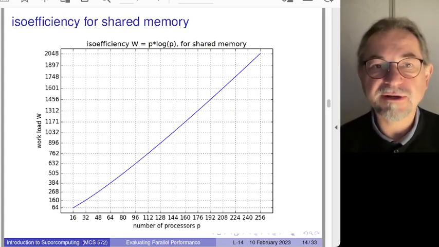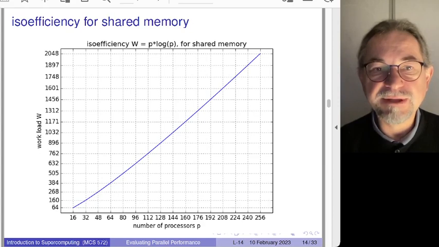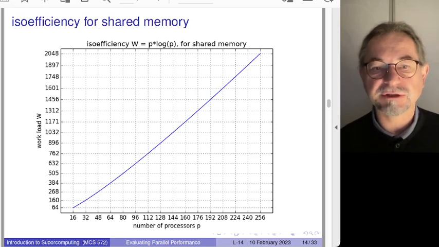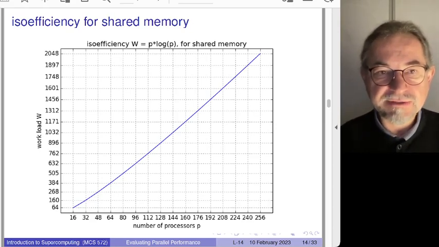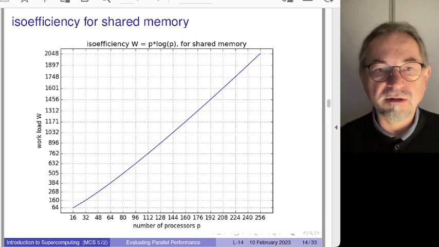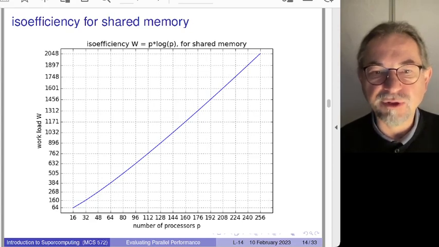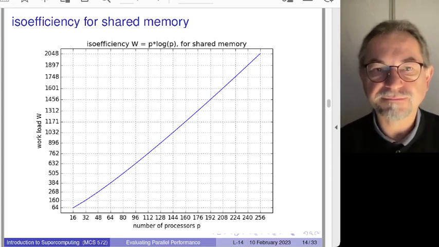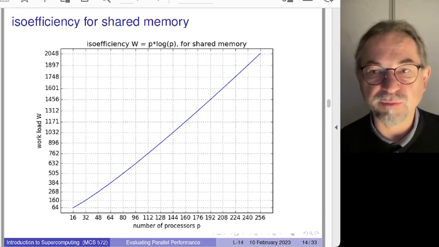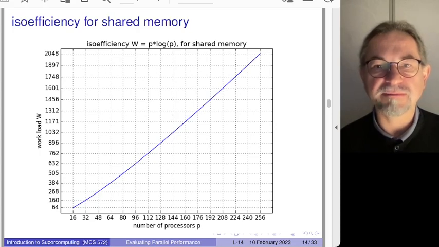How can we work with this function? Here we evaluate this function for the number of processors with fixed constants, and we see that the problem size needs to grow linearly with the number of processors. So this is the isoefficiency function. I think that for this example here, the constants are all taken to be 1. So it's just capital W equals P times log P.